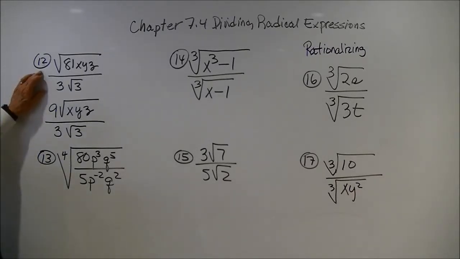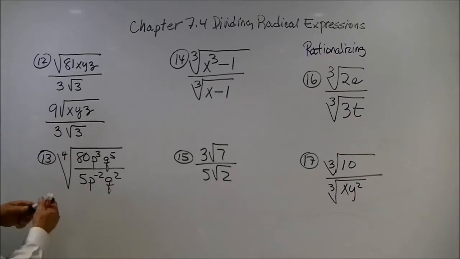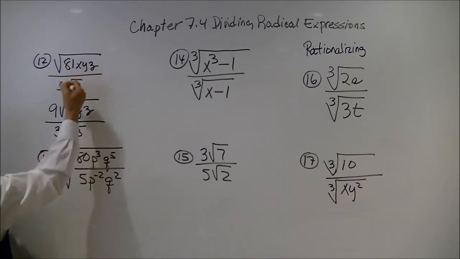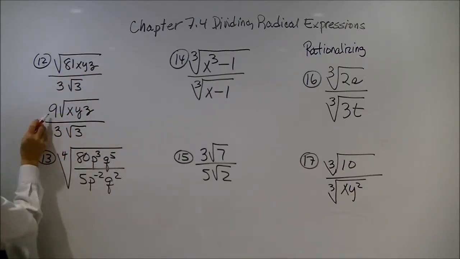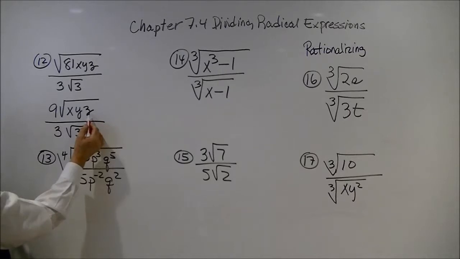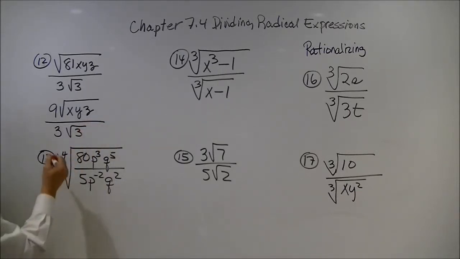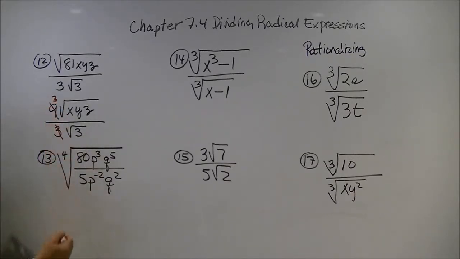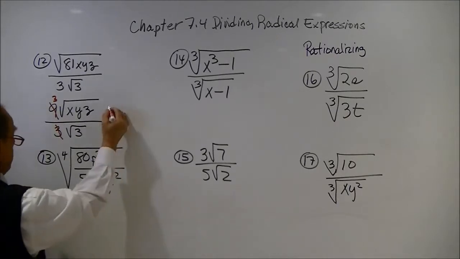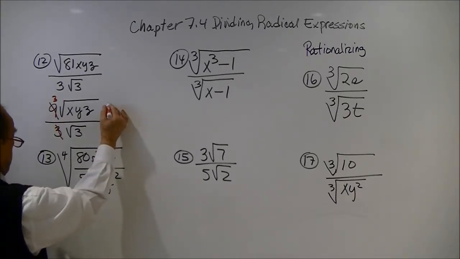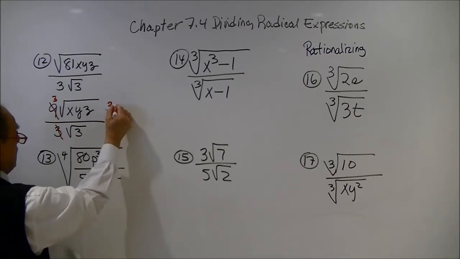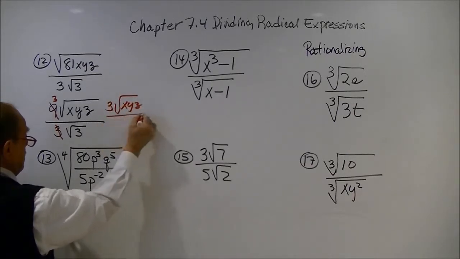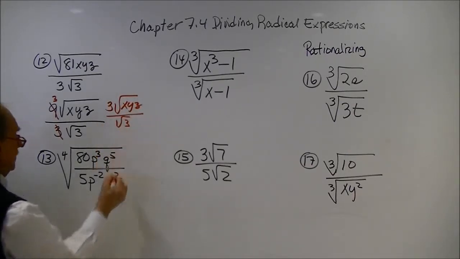Now, this was the original problem, and what I did is I took the square root of 81 out, and I made it a 9, and then left this under the radical sign. And now, what I'm going to do is this. 3 goes into 3 once, 3 goes into 9 3 times. So I now have 3, the square root of x, y, z, over the square root of 3.